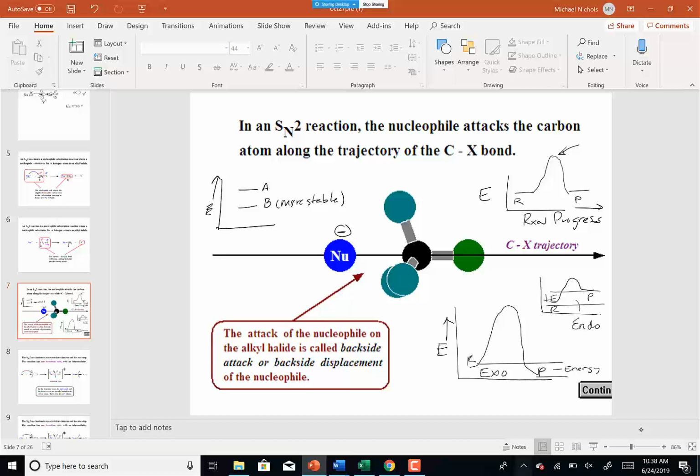Which one is more reactive? We agree it's A? Right. So A, having more energy, is more reactive, and B is more stable because it has less energy.